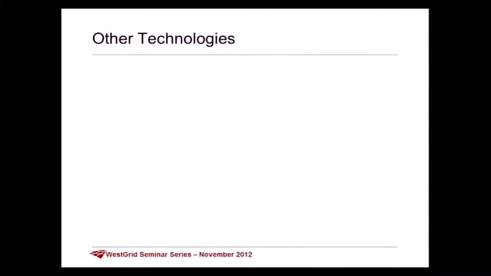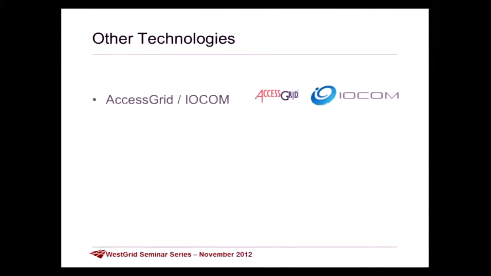Some of the other technologies we also support, both directly and indirectly, are Access Grid and IOCOM. So we have installations of Access Grid and IOCOM at most institutions. These technologies are alternatives for group collaboration, and they include audio and video and some desktop content sharing capabilities. We host a central Access Grid server to manage all of our own connections, and through ACENET and Compute Canada, we have access to a central IOCOM server. So these are just alternate technologies that may better suit your collaboration needs.